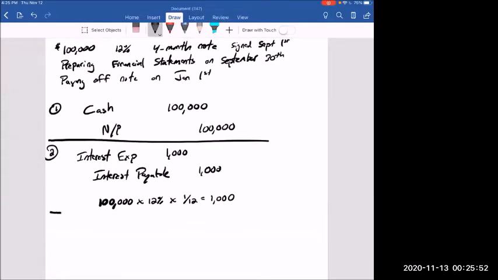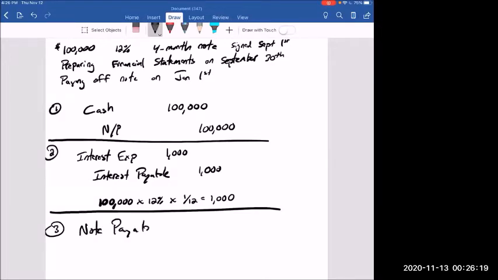Now I'm paying the thing off in January. So really, I should be accruing interest every month, but let's say I didn't accrue any more interest. I just waited because I did my financial statements and I don't regularly accrue the interest, but now I'm paying it off. Okay, so now I'm paying off the note. Now, my note payable is being paid off for $100,000.